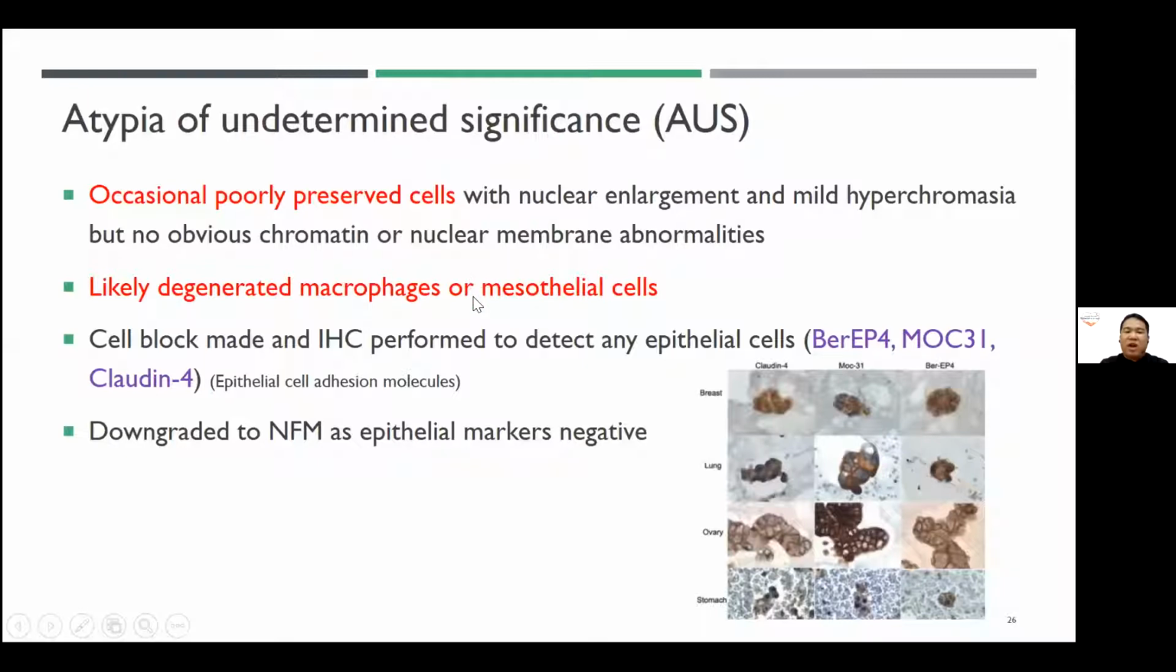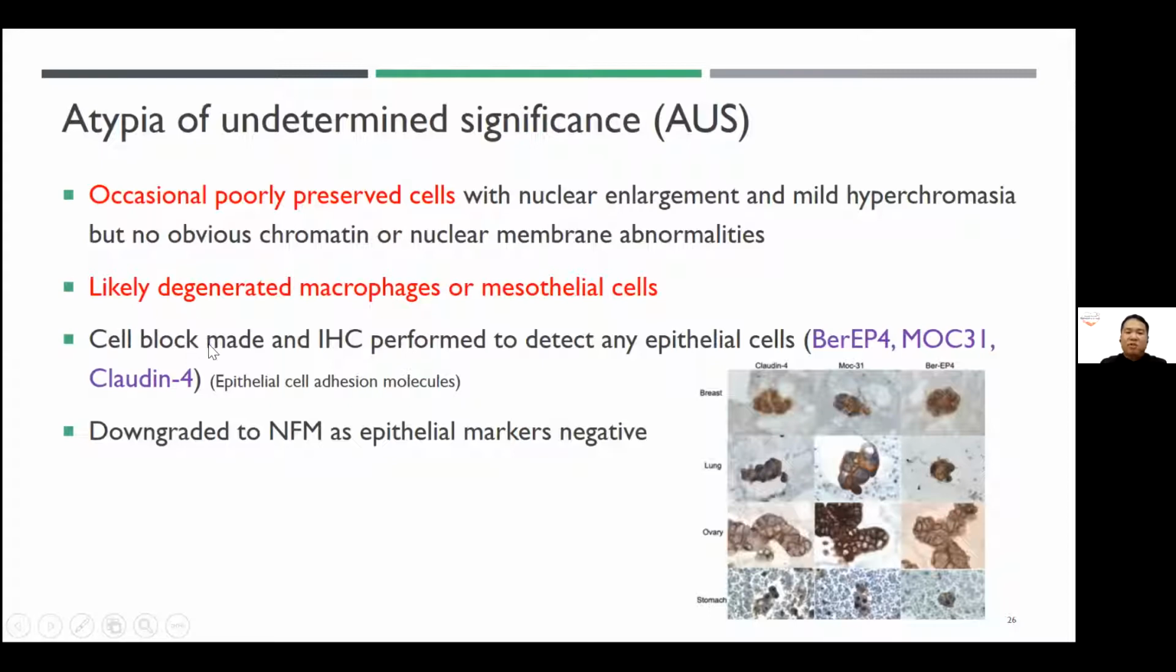This is why we have AUS. Sometimes we can occasionally get these poorly preserved cells with nuclear enlargement and nuclear hyperchromasia, but the chromatin or nuclear membrane abnormality is not remarkable, but we still worry about these kinds of cells. So most of the time, these cells are macrophages or mesothelial cells with degenerative change. But maybe in the minor conditions, they are truly tumor cells.